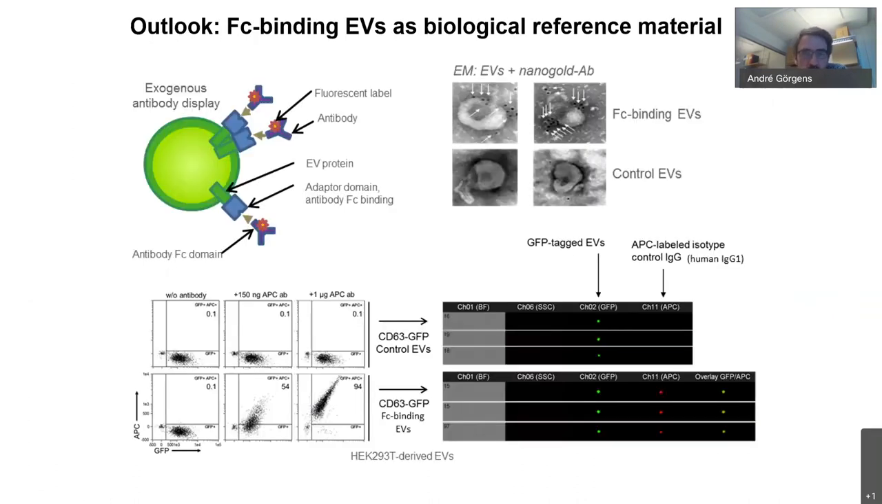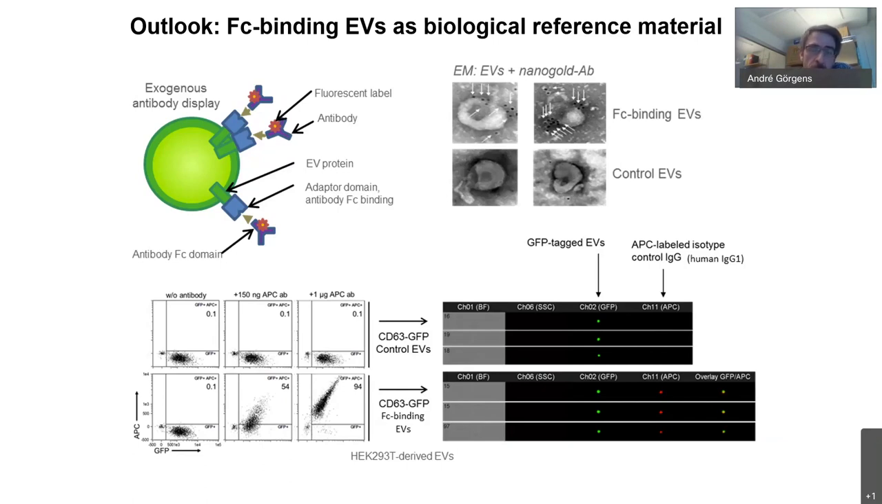Also, I would like to give you a quick outlook since we are working here in an EV engineering lab. We, of course, think that you have seen that we can use GFP tagged EVs for some purposes as reference material, and that it's helpful to understand or to set up things a bit more. Of course, we need different reference materials or calibration materials ultimately for different purposes. One thing where these EVs are maybe interesting is for compensation or as a positive control.